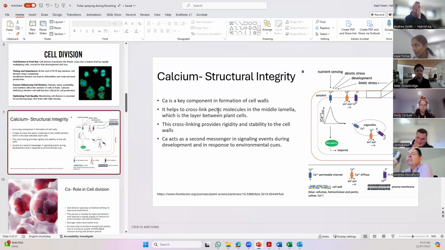Calcium. So this slide shows the function of calcium as a structural integrity in the cells. So it's a key component in formation of the cell walls. It helps cross-link the pectic molecules in the layers between the plant cells. So this cross-linking will provide rigidity and stability of the cell wall. So that's the key function of the calcium, outside of that pollen germination and pollen tube elongation as well. It will also act as a secondary messenger in signaling events in environmental cues. I thought that was a very important point as well.